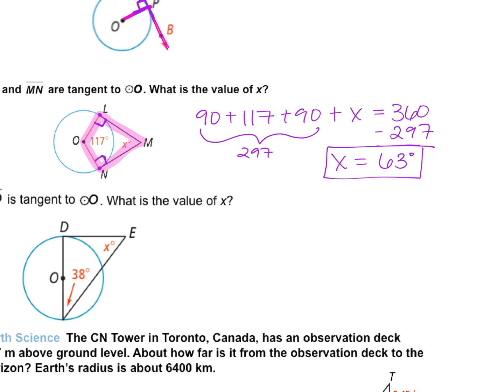Does that make sense? Yeah, Belle. Since the L and N are both like right angles, could you just subtract 180 and then just do 180 minus 180? Yep. Yeah.